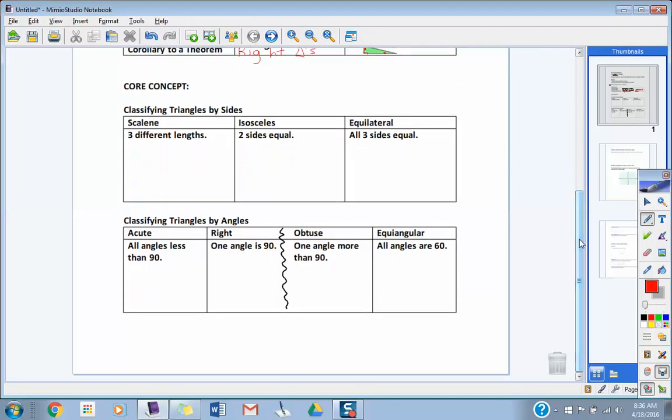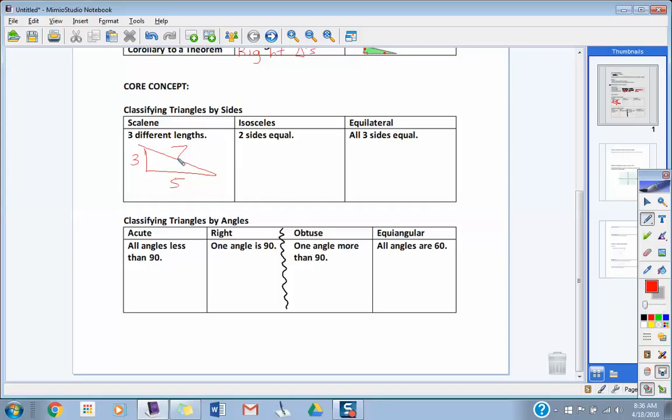Core concepts, some of the stuff that we hit, and this is some of the stuff that you knew already. We're going to talk about classifying triangles by sides. What's the first name again here, Bryce? Scalene. Let's sketch this. Here's an example of a scalene triangle. It's scalene because all sides are different. You might have something like 3, 5, and 7 right here. 3 different lengths. That would be an example of scalene.